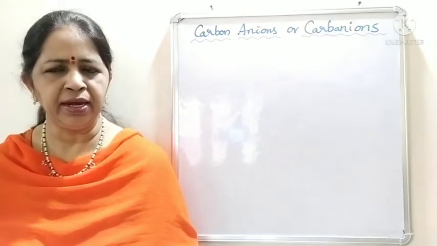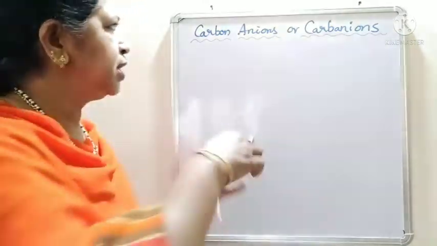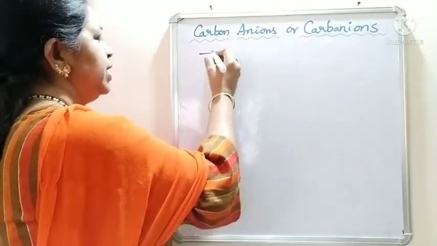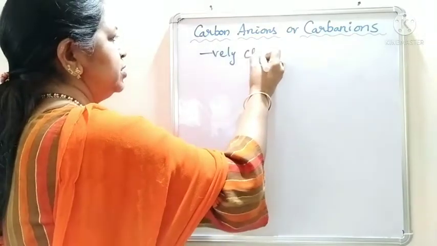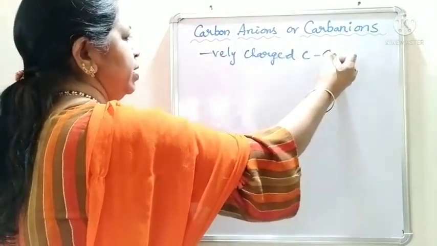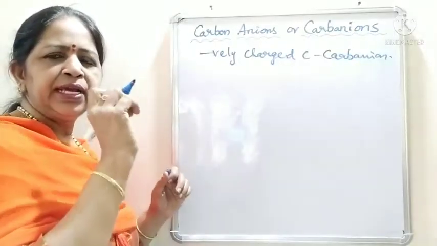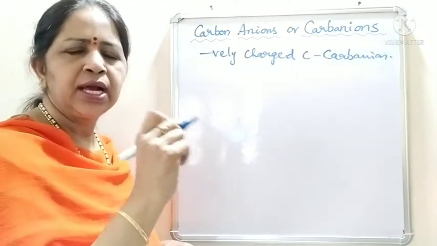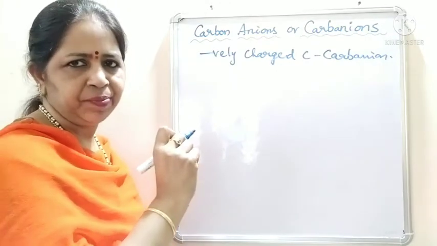Carbon plus anion is carbanion. Negatively charged carbon is called carbanion. It is formed in heterolytic cleavage in which the carbon is bonded to a less electronegative atom.